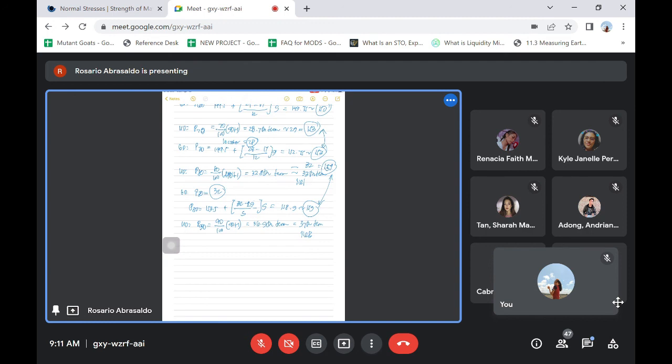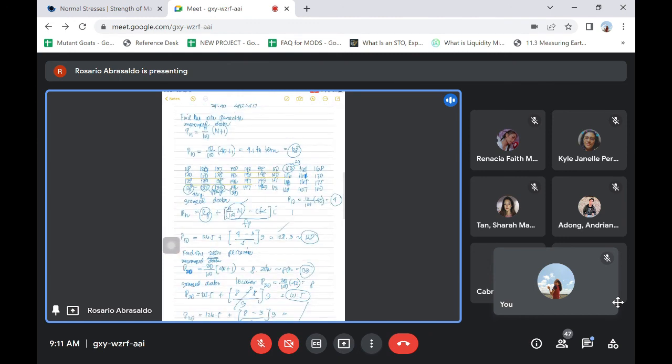Okay, 168. So, for grouped data, ang atong locator is 36, no? So, P sub 90 belonging to 36 atong table.